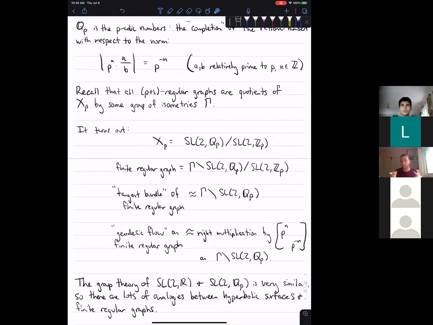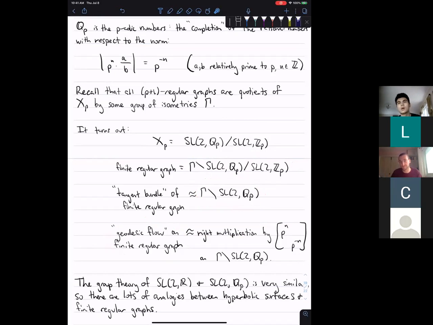SO2 is also a compact group, so you kind of have this big group mod compact group. Finite regular graphs can be realized as these double coset spaces, just like as before. This is a slight lie, but essentially the tangent bundle of the graph can be realized as this coset space, and the geodesic flow on a regular graph, again, is given by multiplication by diagonal matrices.